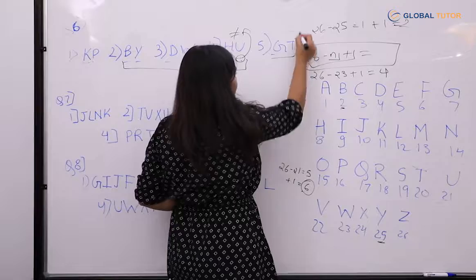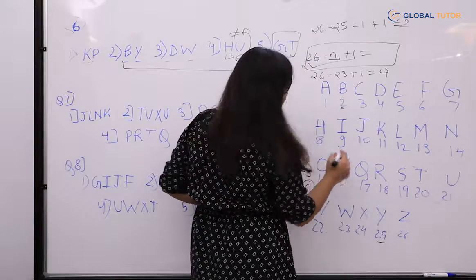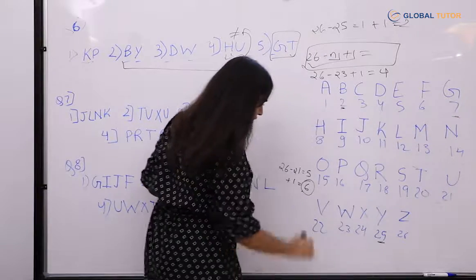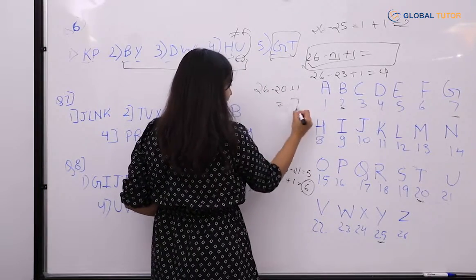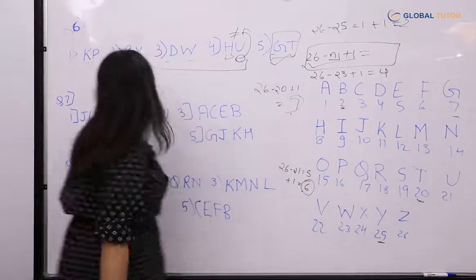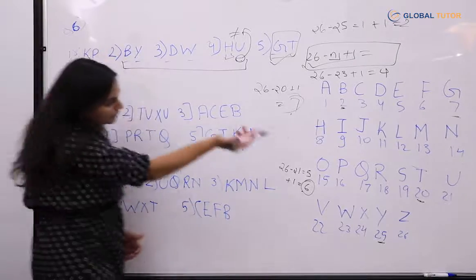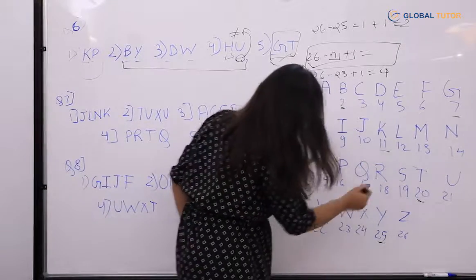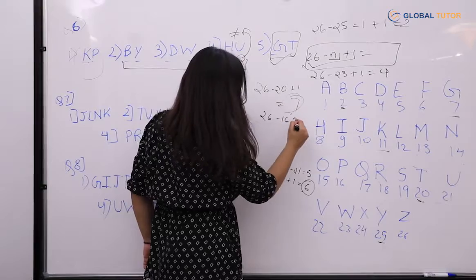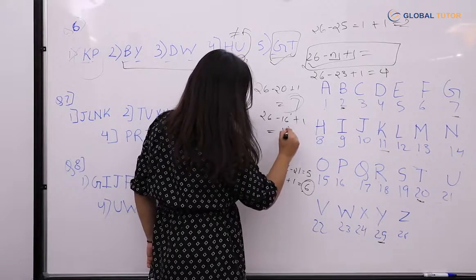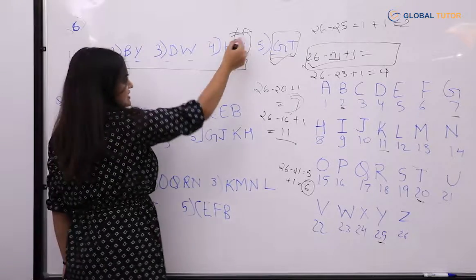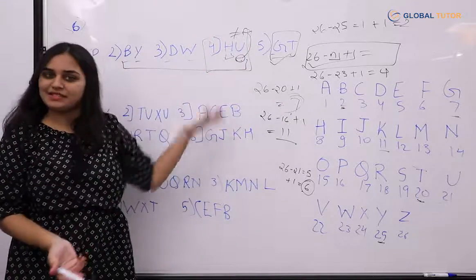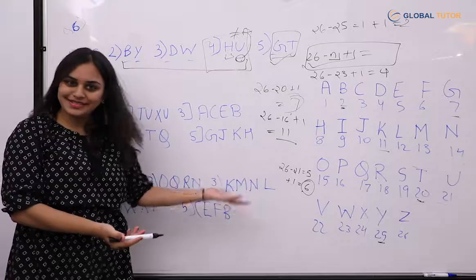So let's do that. G and T. G is 7, T is 26 minus 20 plus 1, which is again 7, which gives us the correct option here. K and P. K is 11, P is 26 minus 16 plus 1, which is also equal to 11, which means all of these options follow the same rule except for H and U. That's the odd one out, and you've got your answer.